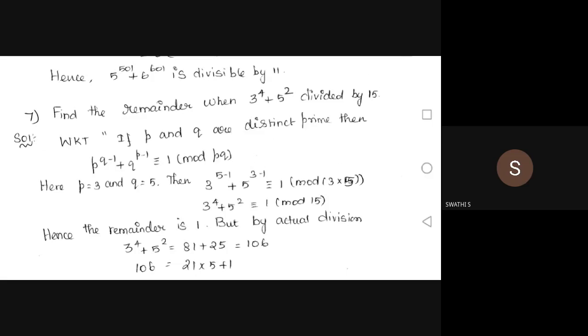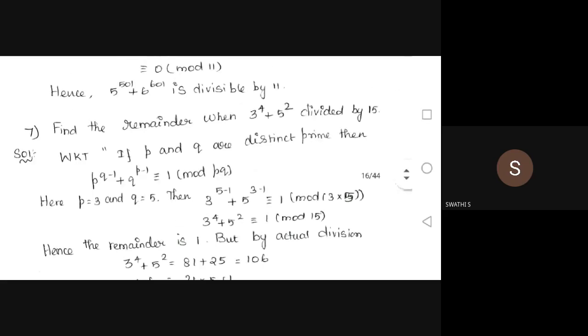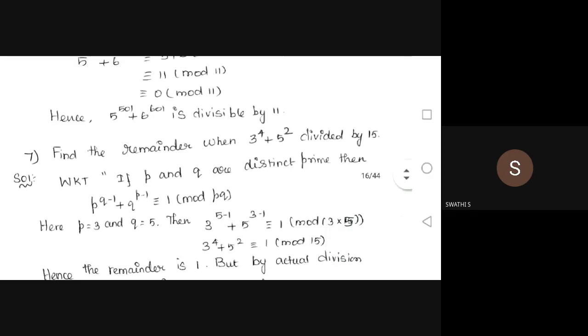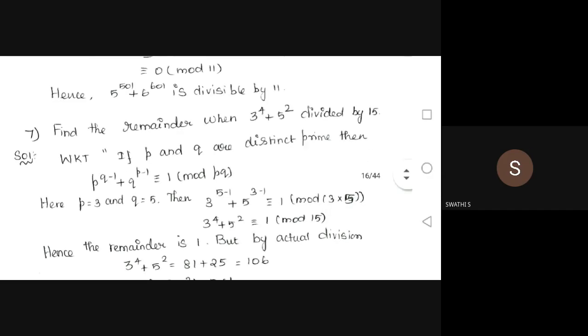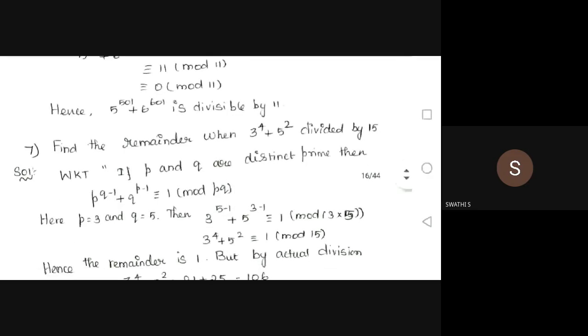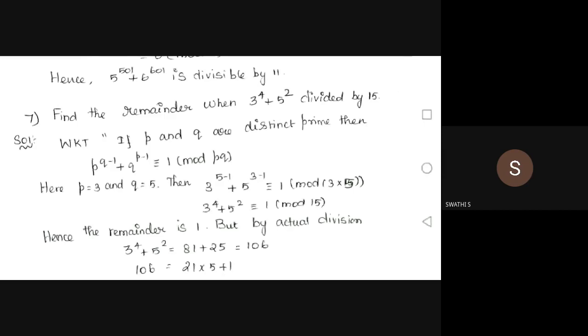So now 106, when 106 is divided by 15, you get the remainder 1. Okay, which is the actual division. Actually, in this problem, we don't want the actual division. Already we have corollary one. By using corollary one, we can get the remainder in a simpler way.